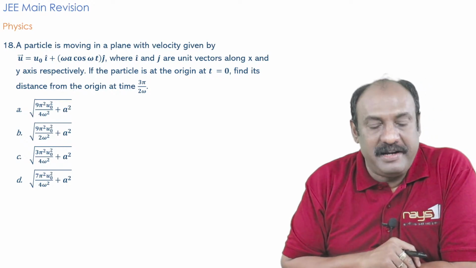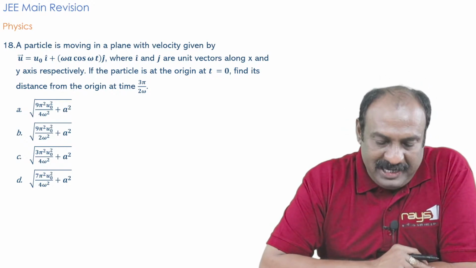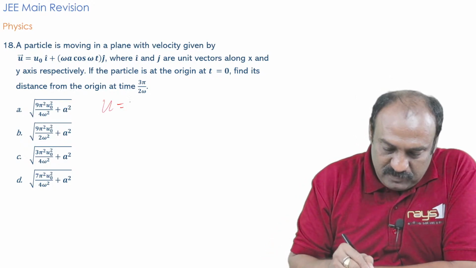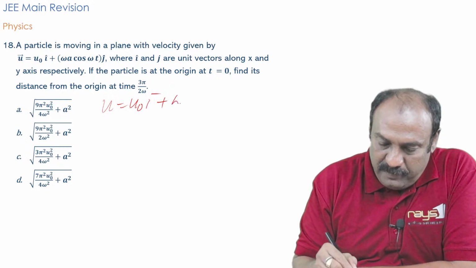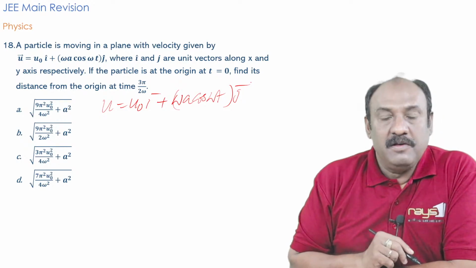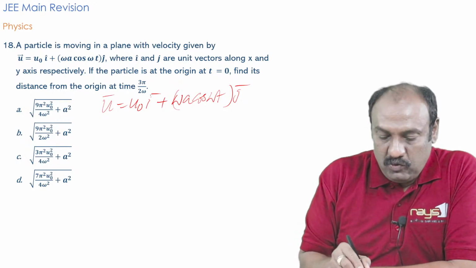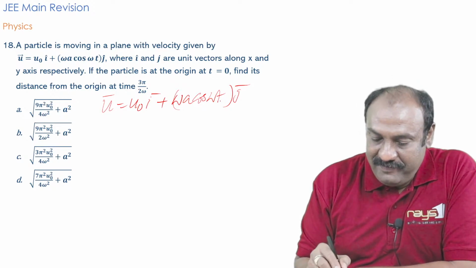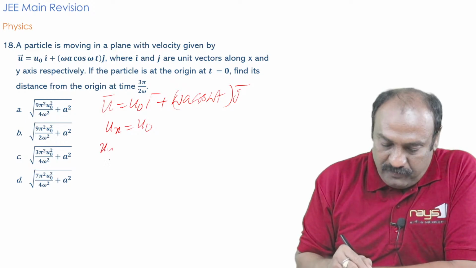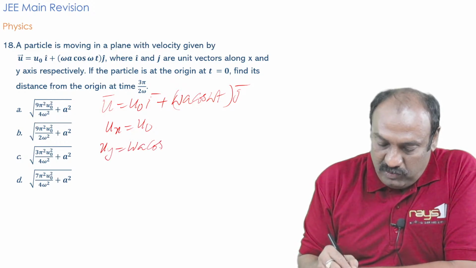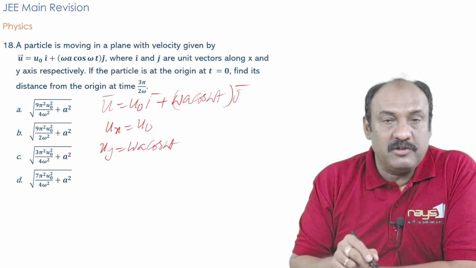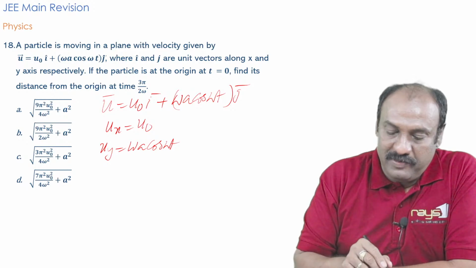Next, question number 18. A particle is moving in a plane with a velocity given by u equal to u naught i bar plus omega a cos omega t j bar. So, indirectly this velocity has two components, one along the x direction and another along the y direction. The horizontal component of velocity is u naught, and the vertical component of velocity is omega a cos omega t. Now, it moves in a plane, so it has both horizontal and vertical components of velocity.